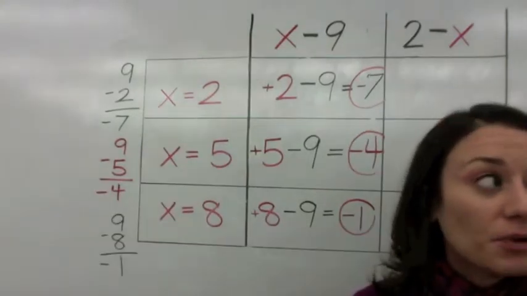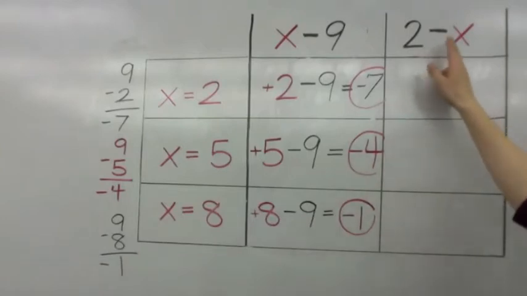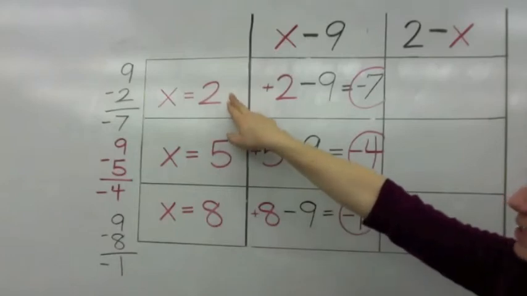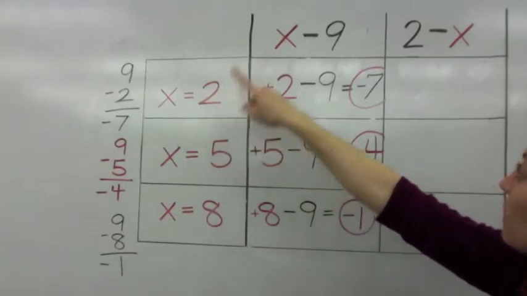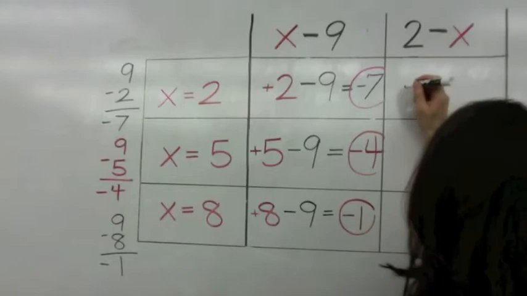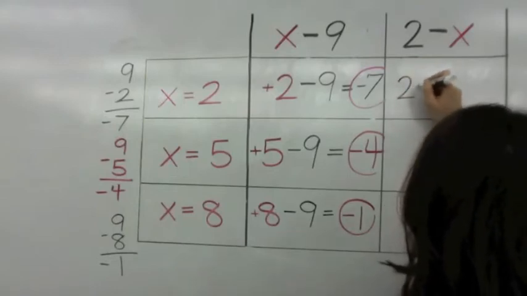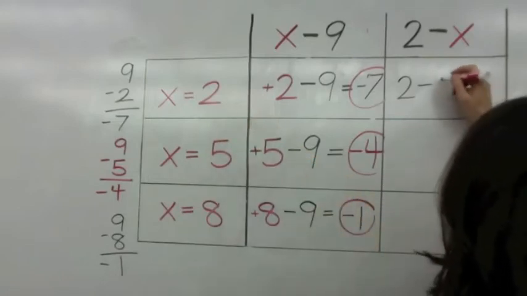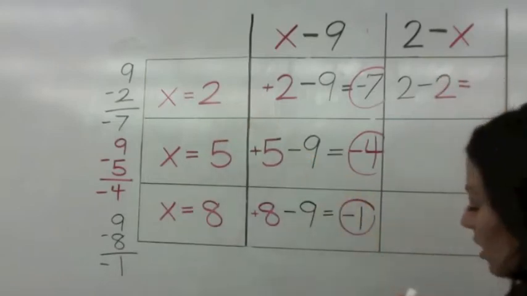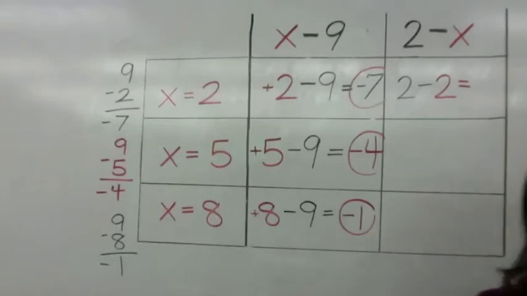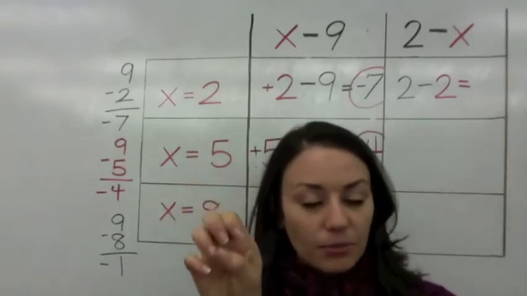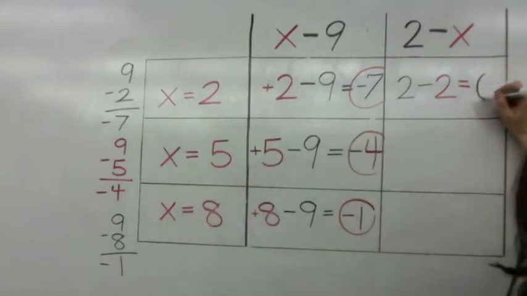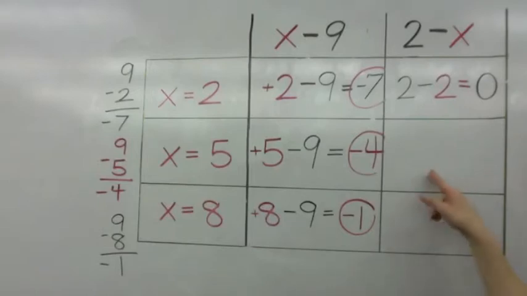Let's work with the next expression. It says 2 minus x. Here x is 2. We're going to put 2 in the place of x. So I'm going to ask myself, what is 2 minus 2? We know what 2 take away 2 is, right? If you have a number and you take away that number, what do you get? 2 take away 2 is 0. All right? Next one.